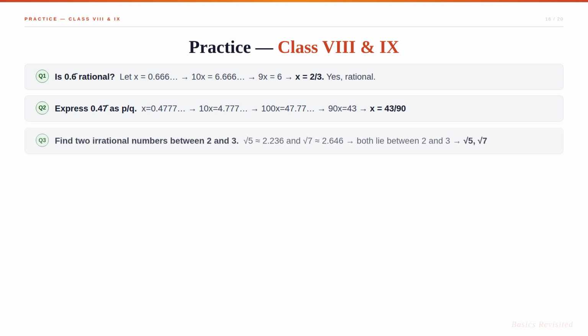Question 3. Find two irrational numbers between 2 and 3. Root 5 is approximately 2.236 and root 7 is approximately 2.646. Both lie strictly between 2 and 3.